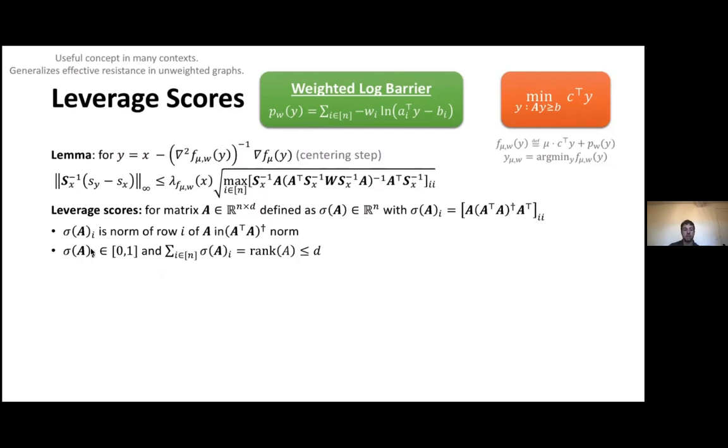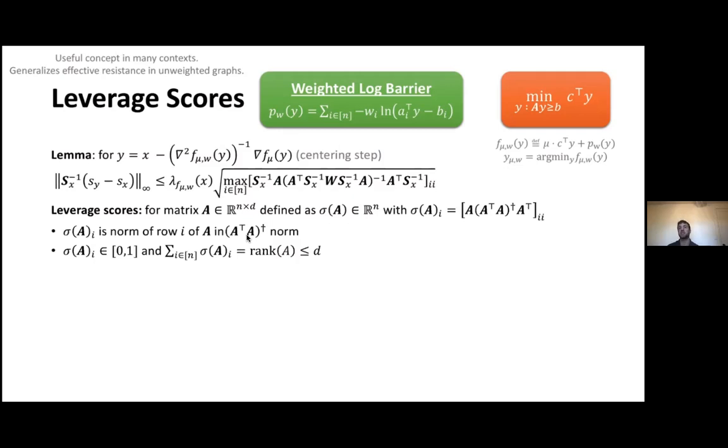You can also think of this as the norm of row i in the (A^T A)^{-1} norm. You imagine the change that would make A^T A become the identity, and under this change you ask what the contribution of a single row to the identity is. That's another way of looking at the leverage score. So it's a natural multiplicative notion of the importance of a row.